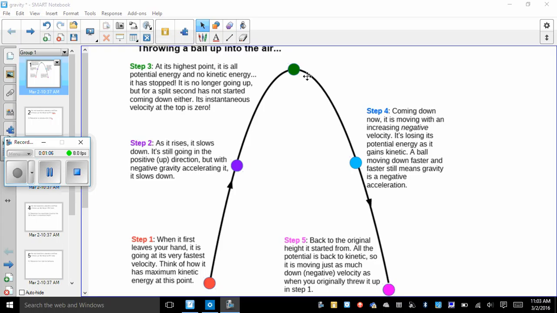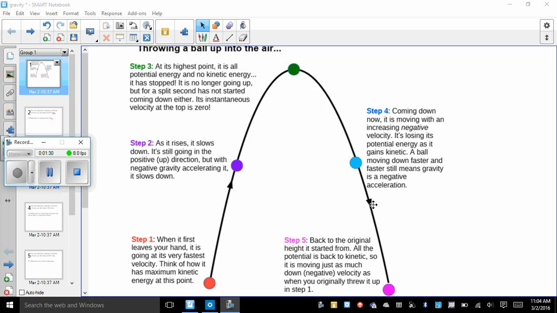Coming down, it's moving with an increasing velocity. It starts speeding up. It's losing its potential energy as it gains its kinetic energy. A ball moving down faster and faster still means gravity is a negative acceleration. It's still negatively accelerating it this way. The negative means the direction.